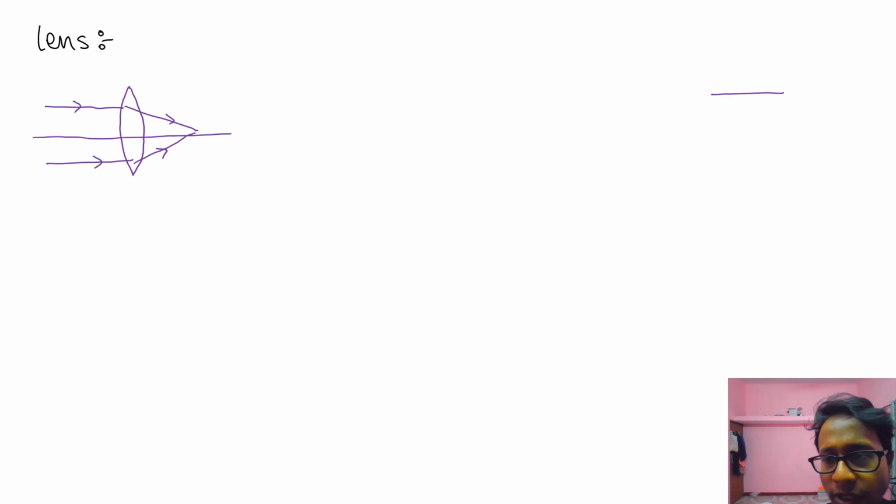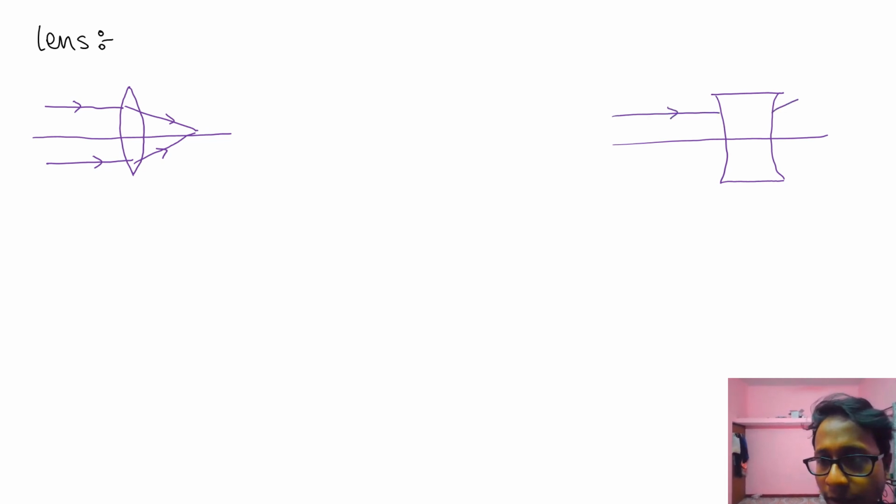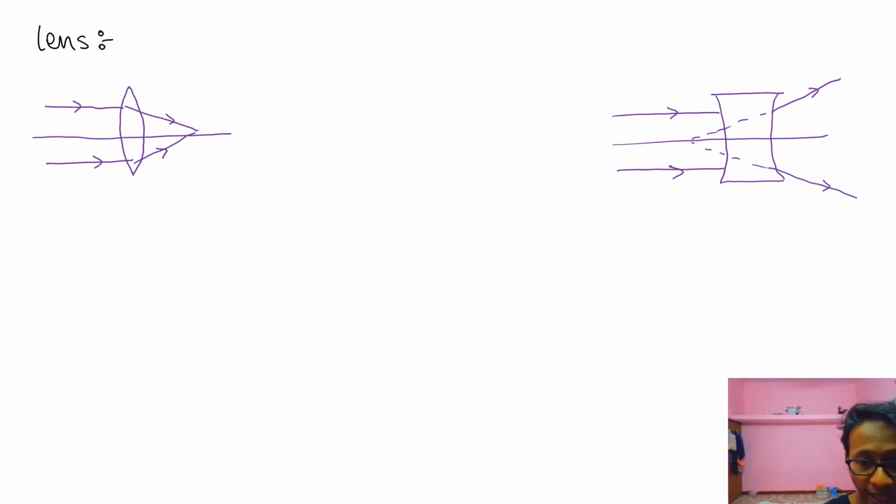Or a lens can also be shaped somewhat like this. Light from one side passes onto the other side. If we trace this back, they appear to meet. So lenses that have this kind of shape are called convex lenses. Lenses that are of this kind of shape are called concave lenses.